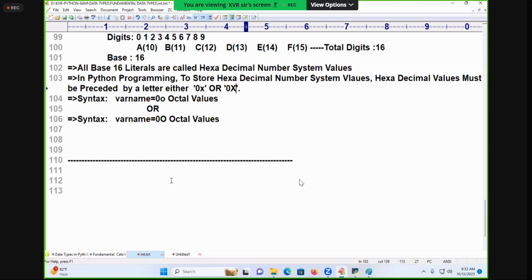Okay, students, the syntax is what? 0x, what is the value here? A hexadecimal value. 0 capital X here, hexadecimal value. Very, very important. I hope you are understanding.